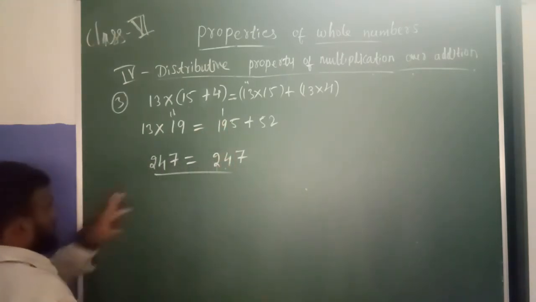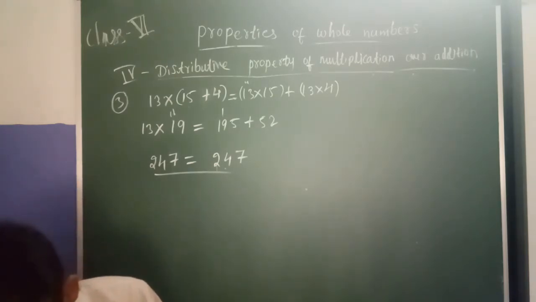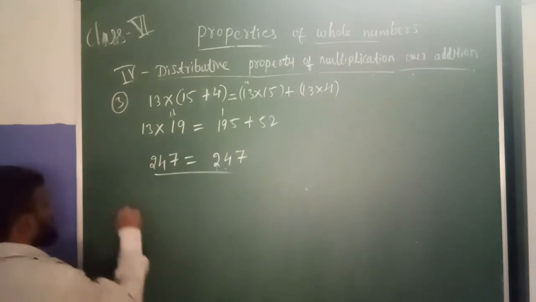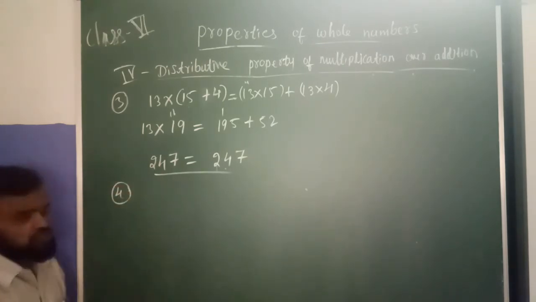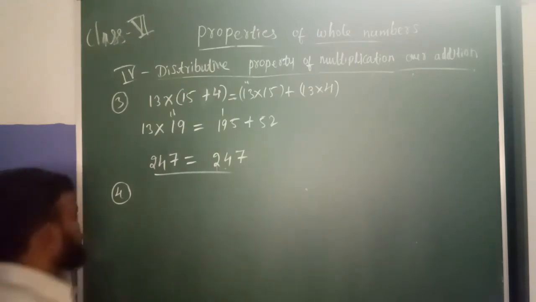Now in that third one, and after that the fourth one, a little bit of difference is there in the distributive property. This is the difference I will try to give here. Find 12 into 75.